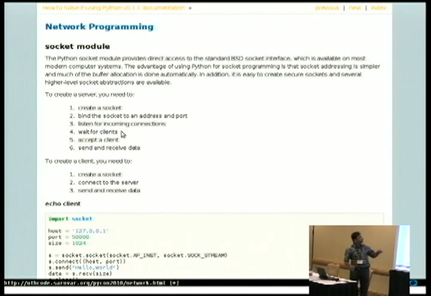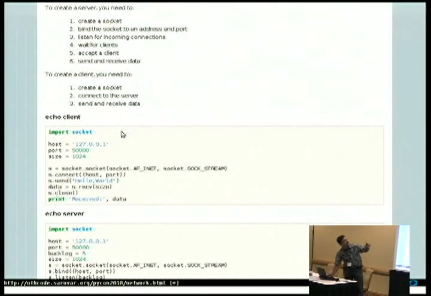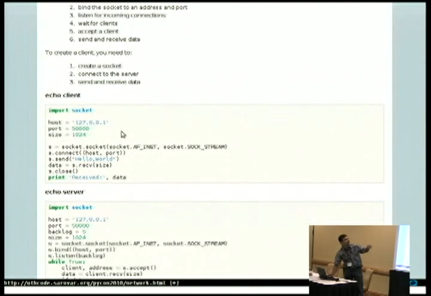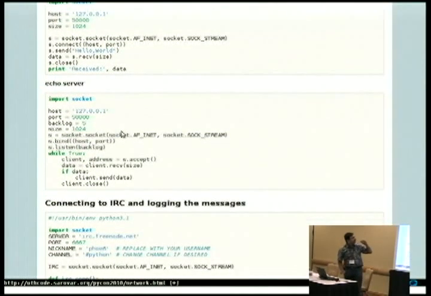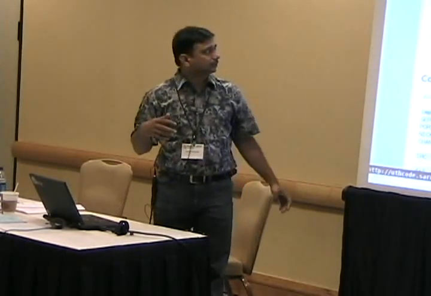So in order to create a simple server, you have to create a socket, bind the socket to an address and a port, listen for incoming connections, wait for clients, accept a client, and send and receive data. In this example, I'm tying it to the IP address directly instead of localhost, because localhost can be mapped to a different address, though it's okay to use both. You assign a port higher than 1024 because the rest of the ports are standard, so I'm assigning port 5000.